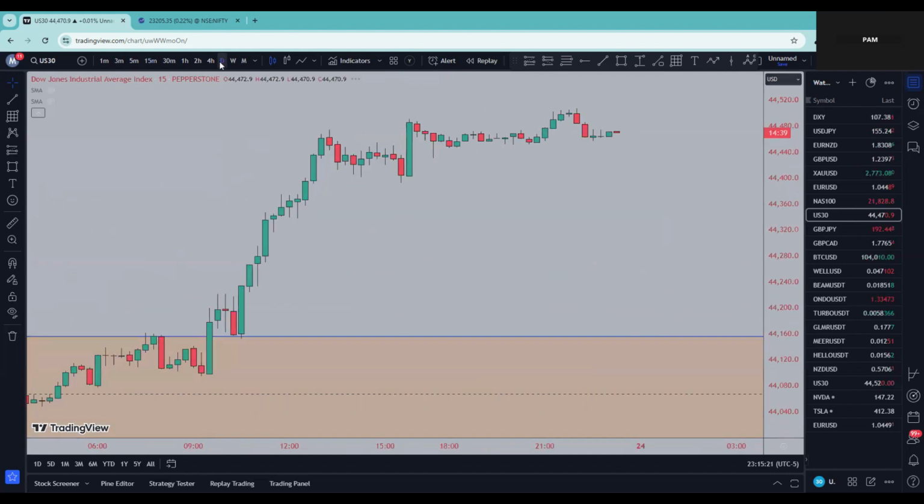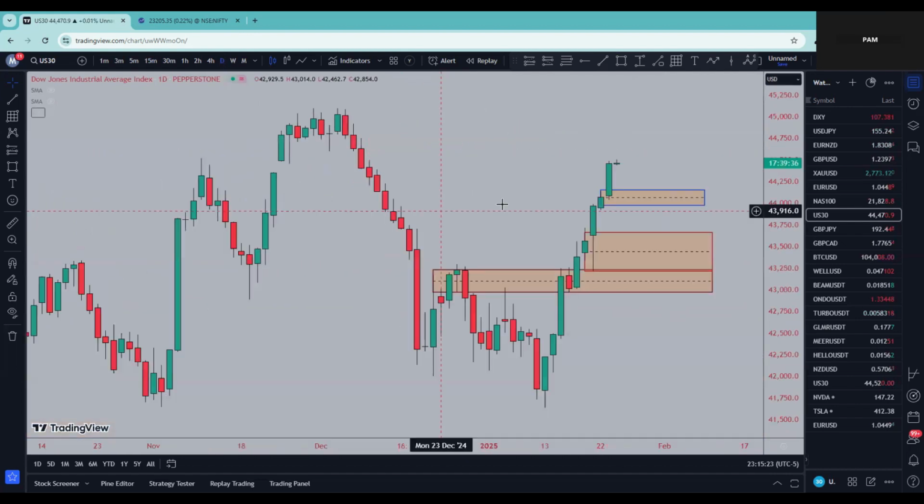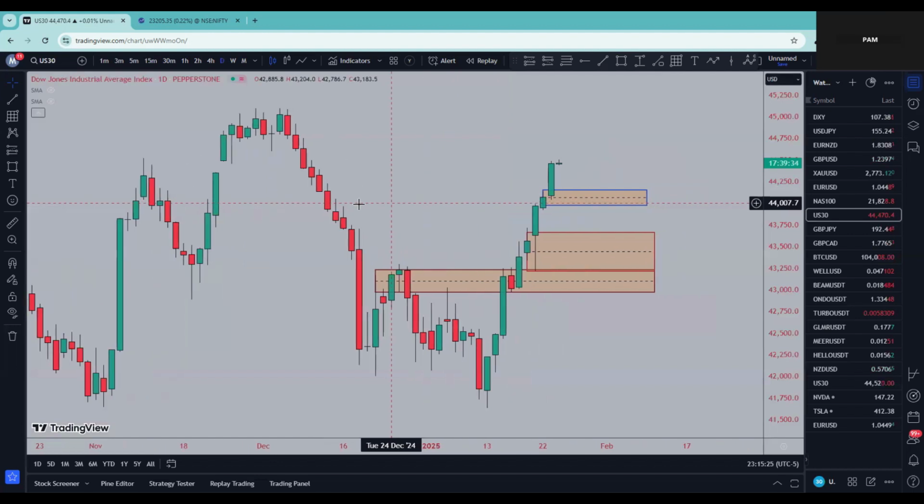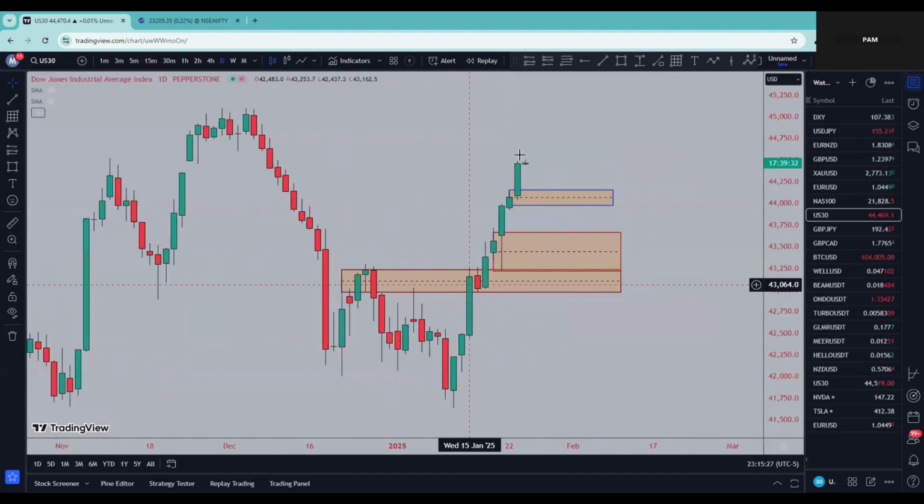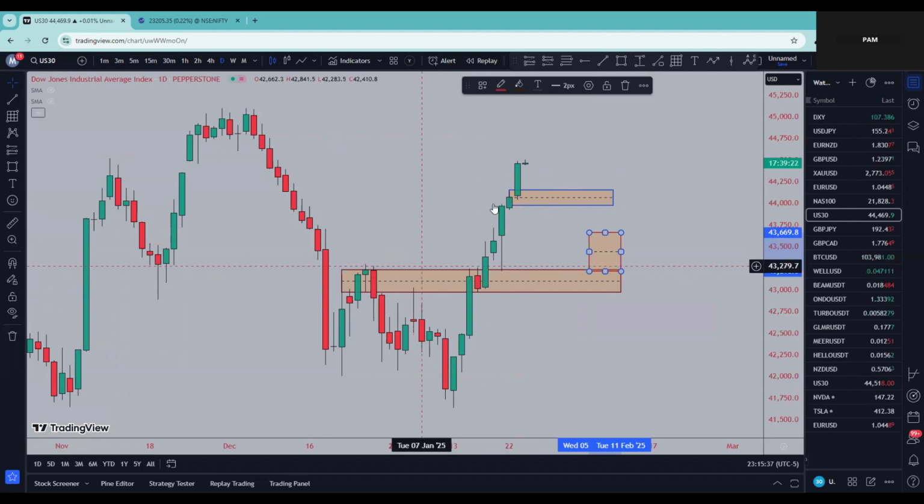So look at it. Let's see what's happening on the daily. On the daily, you can see price is in a strong up move. Very strong up move. Price broke this structure here, came back to test it. This is one buy opportunity.